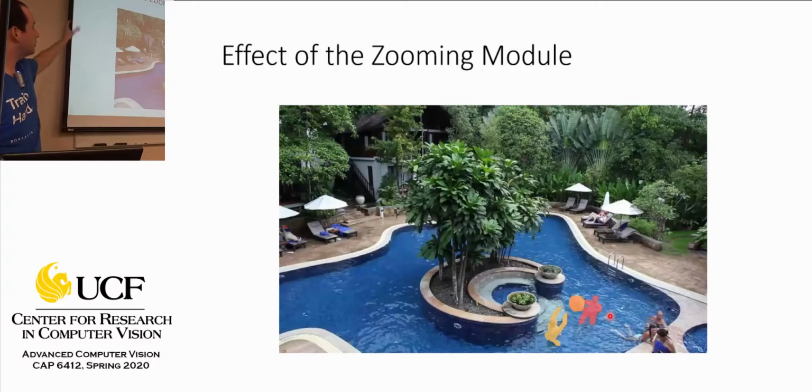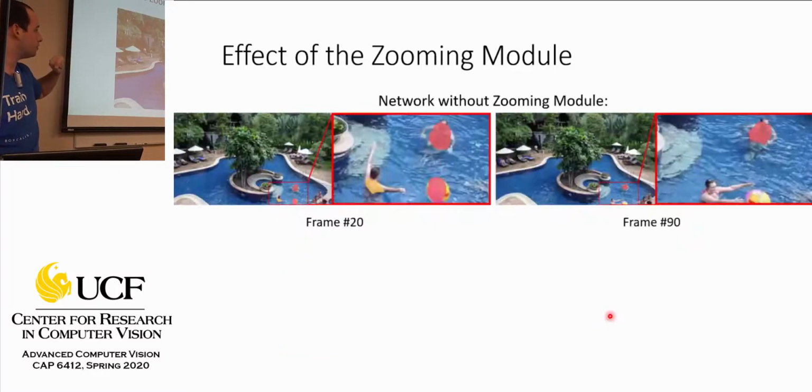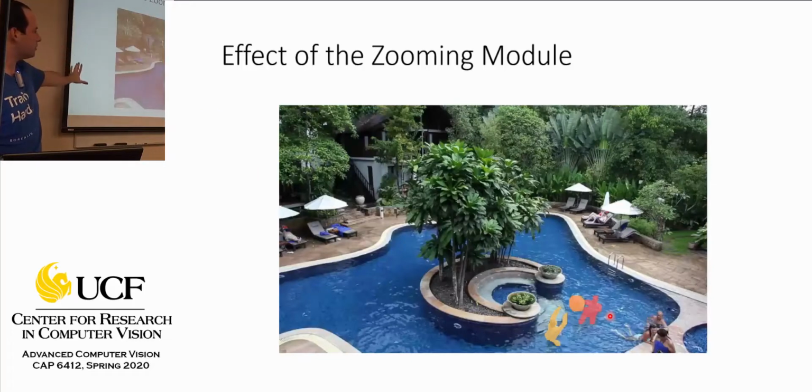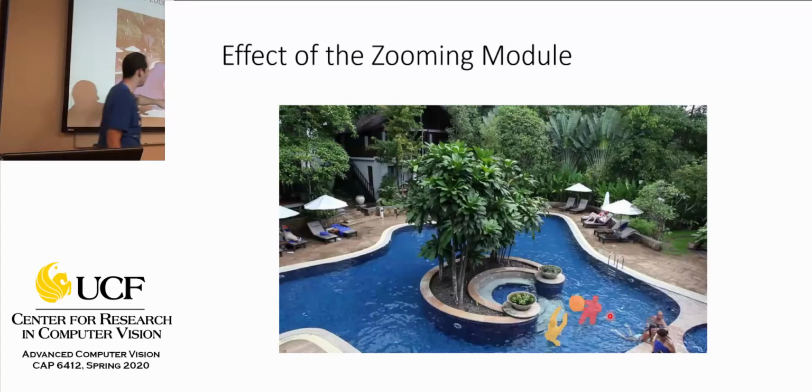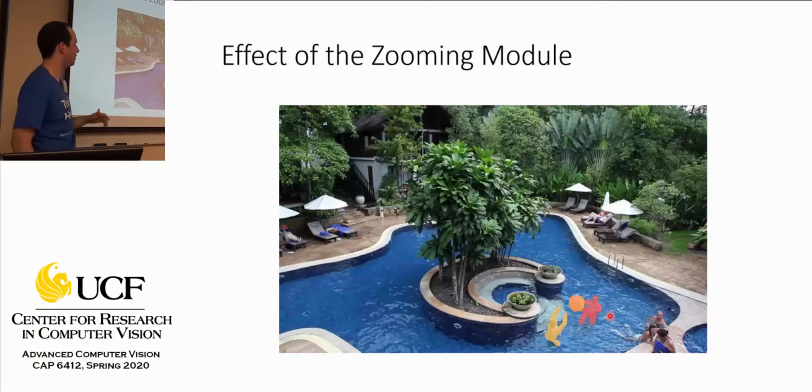So the second thing we check is the effect of the zooming module. This is the original first frame. As you can see, the objects of interest in this bottom right-hand corner are quite small, right? They probably take up less than 5% of the frame.